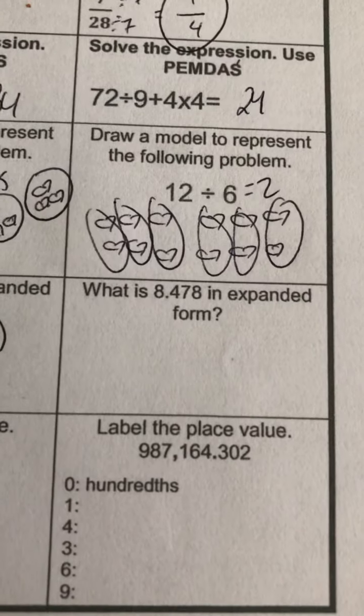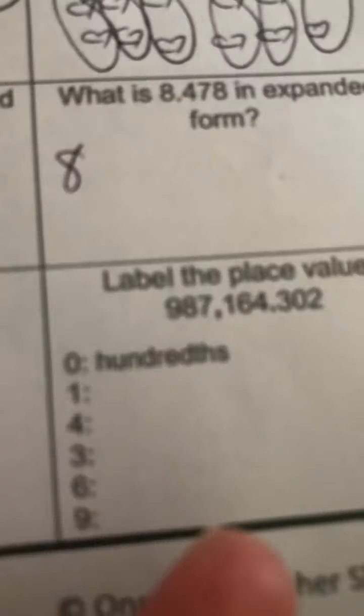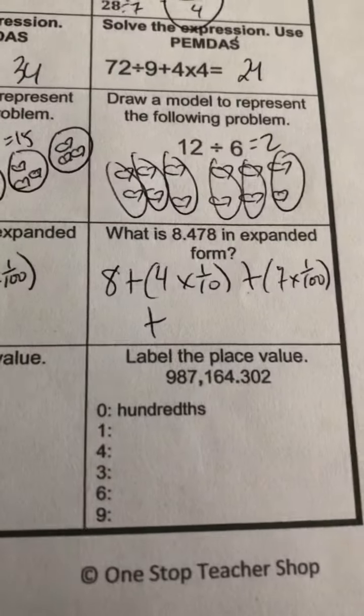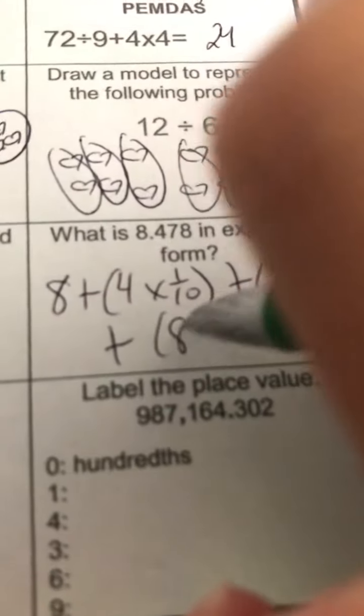What is 8 and 478 thousandths in expanded form? I'm going to write that out. So the value of the 8 is just an 8. The value of the 4 is 4/10, so it's 4 times 1/10. The value of the 7 is 7 hundredths. And the value of the 8 is 8 thousandths.